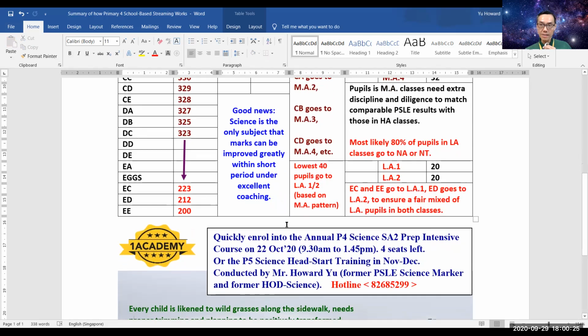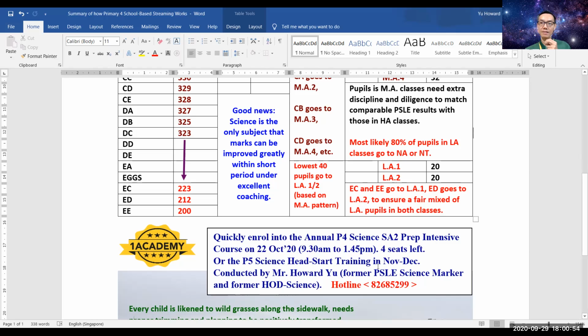So the good news is, come 22nd October, because from 19 to 22nd October is 4 days of PSLE marking days, there'll be no schools from P1 to P6. So due to safe distancing, now I can only accommodate 5 students in my training, and 1 seat has been taken up. There's 4 seats left. Today is the 29th of September, so do quickly enroll.